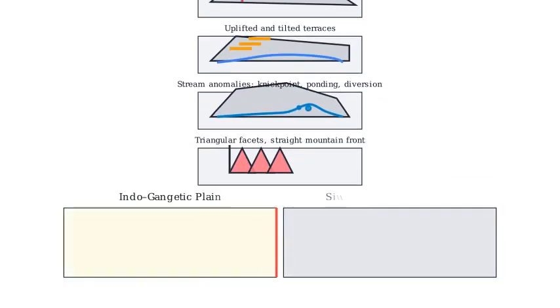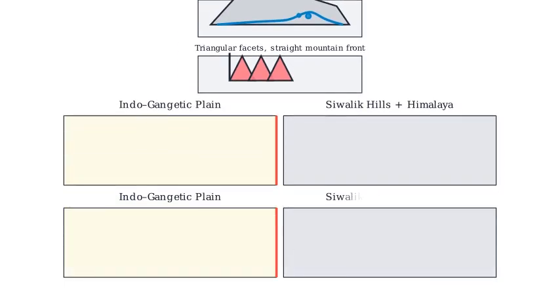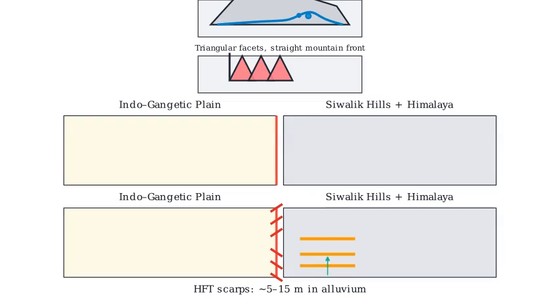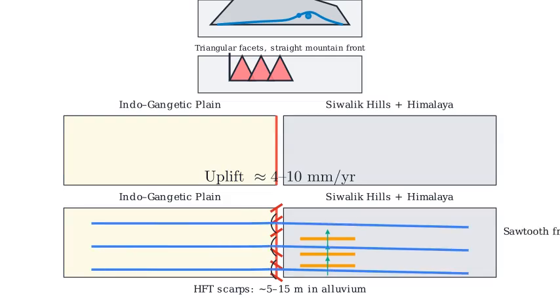The frontal emergent segment of the master fault, called the Main Frontal Thrust, also known as the Himalayan Frontal Thrust, marks a sharp boundary between the mountains and the Indo-Gangetic plain. Along this front, discontinuous scarps, a few meters to tens of meters high, cut young alluvial surfaces. Flights of river terraces are uplifted and tilted, with uplift rates of roughly 4 to 10 millimeters per year at the outer edge. The mountain front often shows a sawtooth or scalloped outline where big rivers carve water gaps through the uplifting ridge.